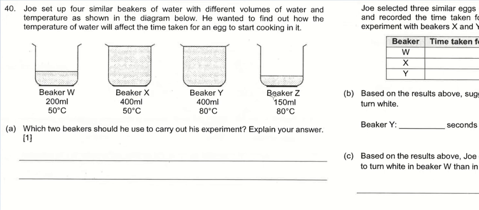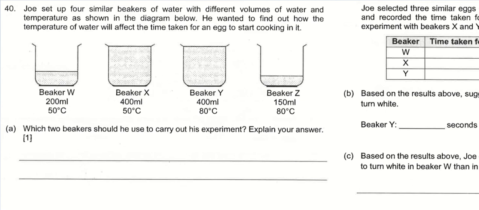Z has the least, W has the second least, 200 ml. And then X and Y have the most, 400 ml. Okay, but the temperature for W and X is the same, and Y and Z is the same. So which two beakers should he use to carry out the experiment?